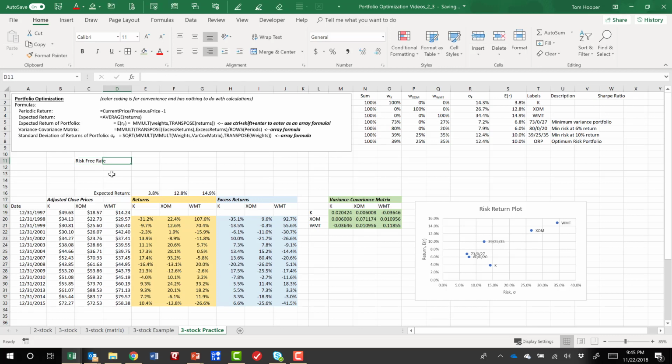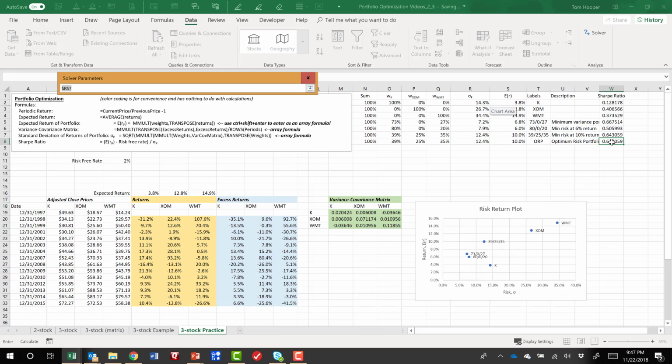Let's assume it's 2% and add a formula to our list here called Sharpe ratio. And then we can enter the Sharpe ratio for each of these portfolios. And the optimum risk would be where we would have the highest Sharpe ratio. So let's use Solver to find that.